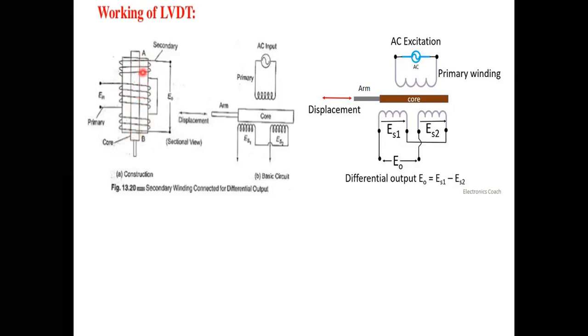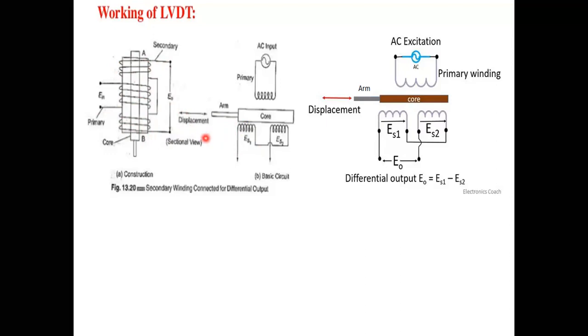Here, this is the primary winding, in the central position of the coil. It is going to take some input potential Ei. A and B is the core material. These are the secondary windings, and the resultant voltage across these two secondary windings is E naught.